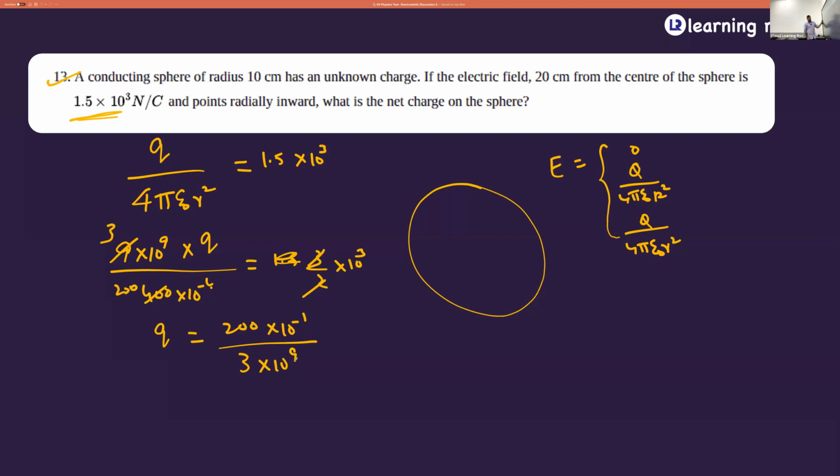It will be somewhere around 6.67, sorry, 66 point something. 66.7 into 10 power minus 10, or 6.67 into 10 power minus 9, which is going to give us 6.67 nanocoulomb. Okay, so this is going to be the answer.